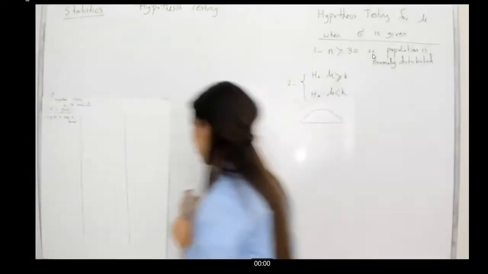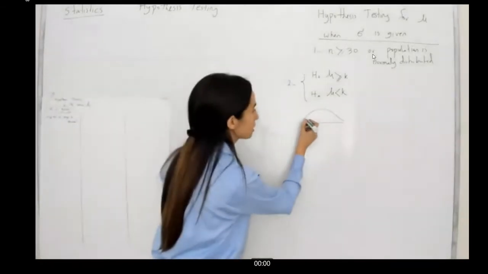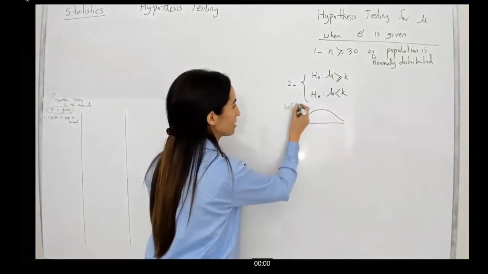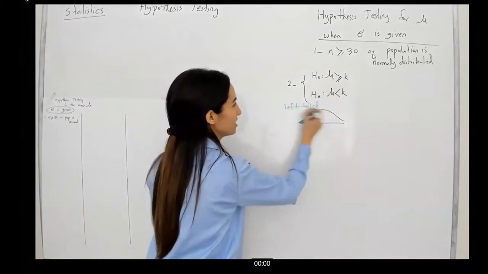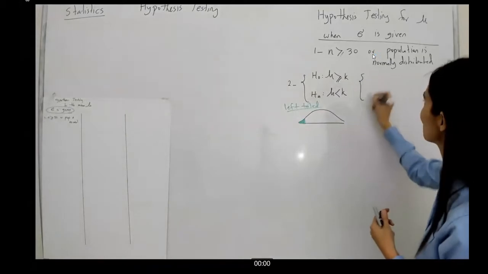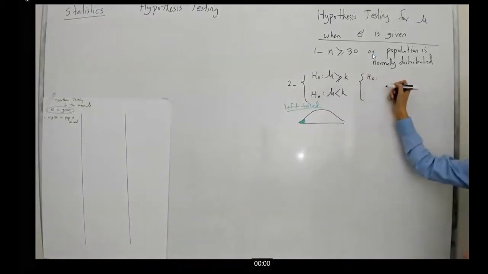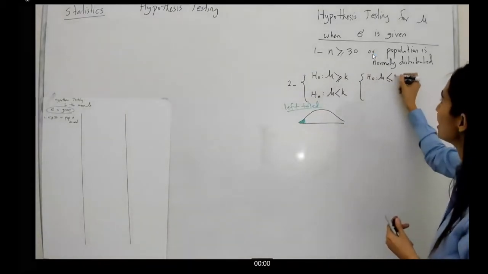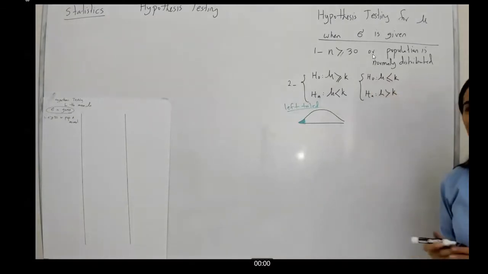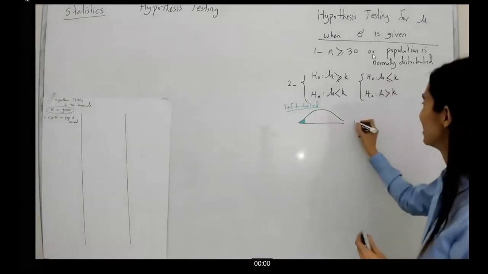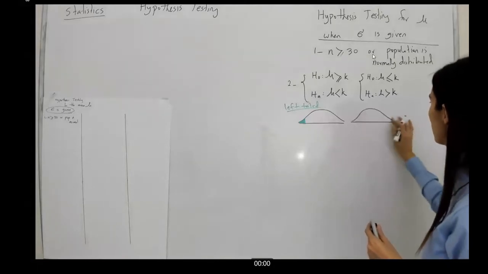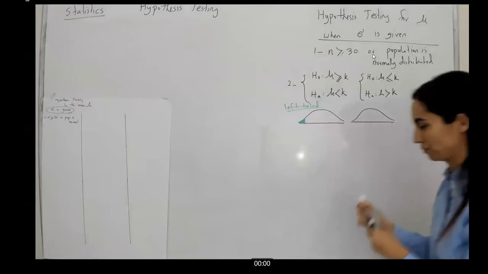We look at our alternative hypothesis. Left tailed. Second case, H naught says mu is less than or equal to k. Its opposite, mu is greater than k. What type of graph? Right tail. Excellent. Well done, everyone. Right tailed.